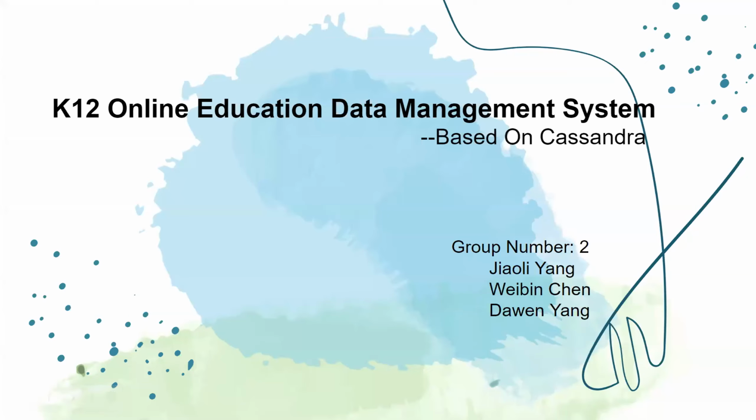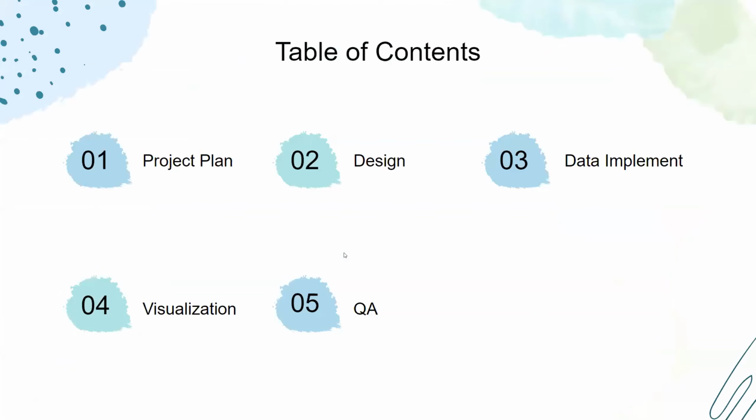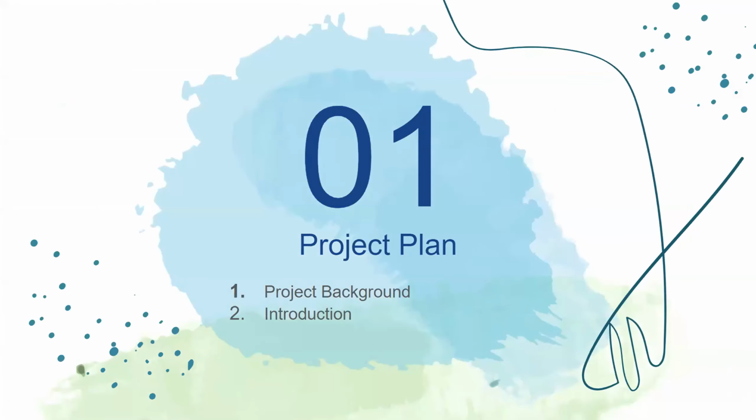Can we start? Yeah, you are on Team 2. All right. Hey guys, this is Team 2 and our topic is online education data management system based on Cassandra. Next slide. We have 5 parts for introduction, including project plan, design, data implement, visualization, and question and answer. The first part is project plan. It is divided into project background and introduction.